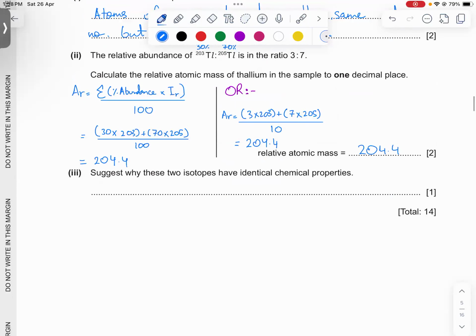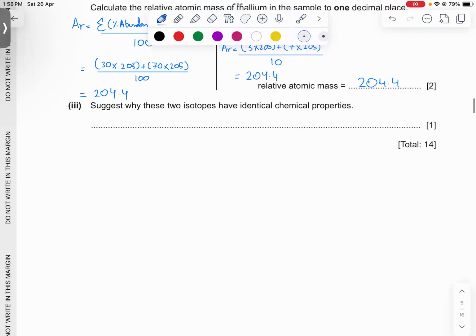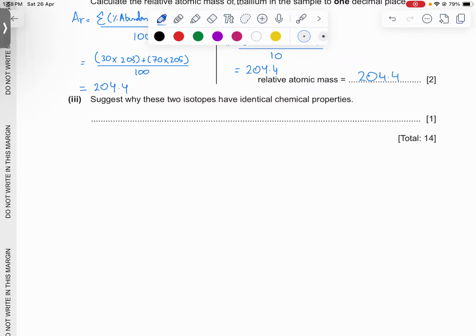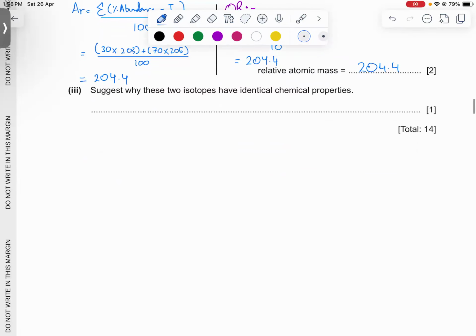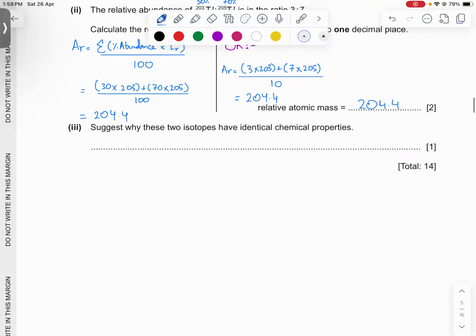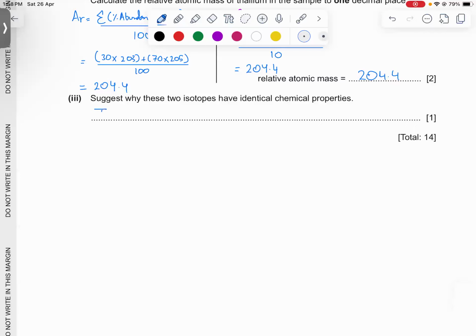Next question. Suggest why these two isotopes have identical chemical properties. Why do isotopes have the same chemical properties? Because chemical properties are dependent upon valence electrons, and isotopes have the same number of electrons, right? So they have the same electronic configuration. That also makes sense. Electronic configuration.